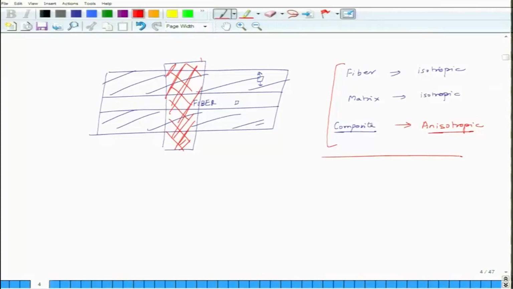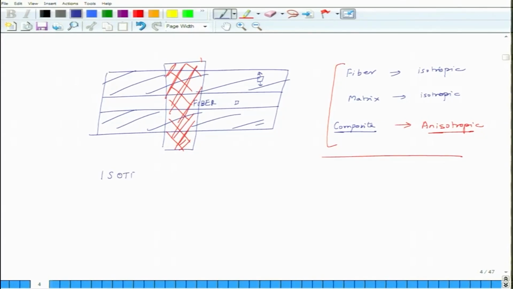So, what we will learn in this class is how to figure out those anisotropic properties at a single layer level and also at a multi-layer level. So, this is anisotropy. Now, let us discuss this isotropy and anisotropy a little bit further.